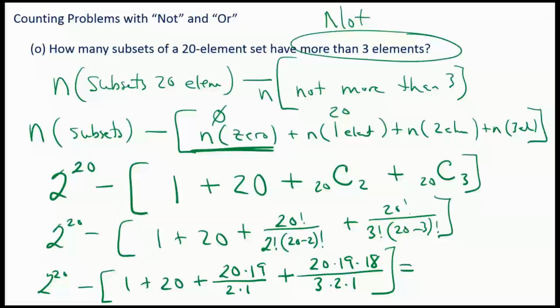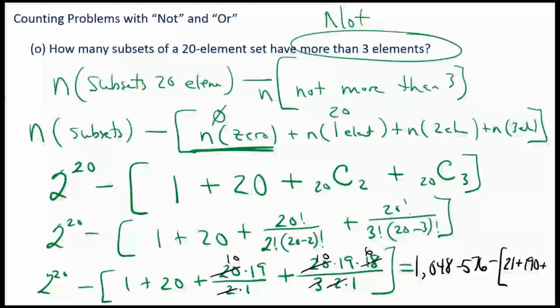Alright, now I'm going to write in black. 2 to the 20th equals 1,048,576 minus everything that's in those brackets. So that's 1 plus 20. Now look, this 2 goes into this 20 10 times 19. So this is 21 plus 10 times 19 is 190. Plus, and then, hey, this 2 goes into 20. That's 10 times 19. 3 goes into 18 6 times. 10 times 19 times 6. Or just type it all in your calculator. 10 times 19 times 6 gives me 1,140.